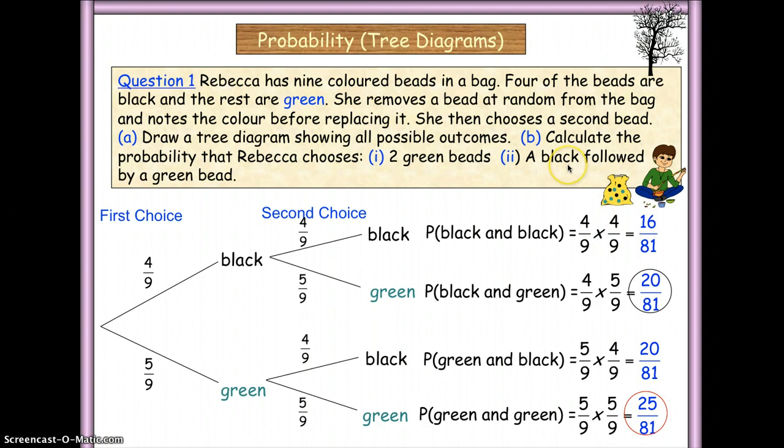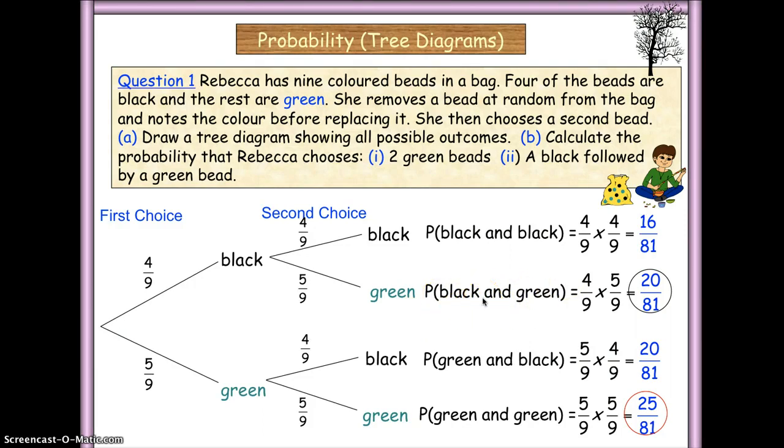Now for II, the probability of a black followed by a green bead. So I'm going to follow the path of black. Black is 4 over 9 and green is 5 over 9. So 4 over 9 times 5 over 9 is 20 over 81. I hope you got the correct answer. Remember to learn how to write the appropriate symbol for the probability.